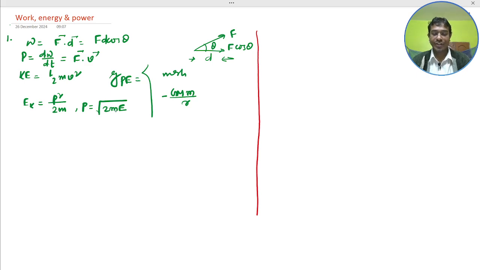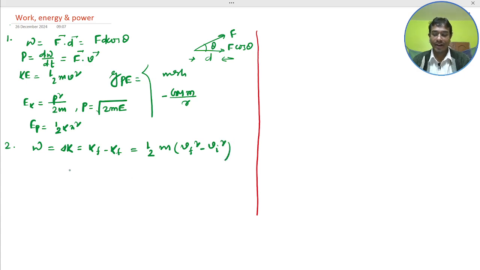Potential energy stored in a spring compressed through distance x is written as potential energy E_p equal to half k x square for the spring. The work energy theorem: W is equal to the difference of kinetic energy, K final minus K initial, written as half m (V final square minus V initial square). This is the work energy theorem.